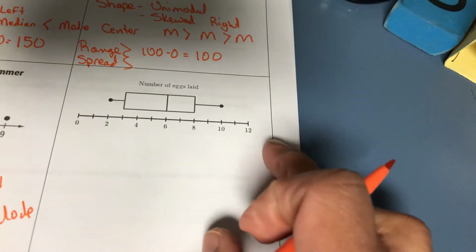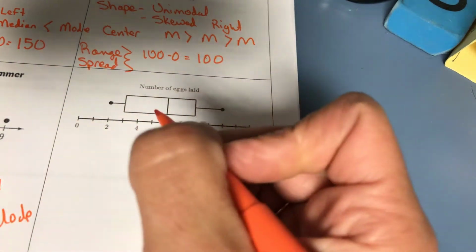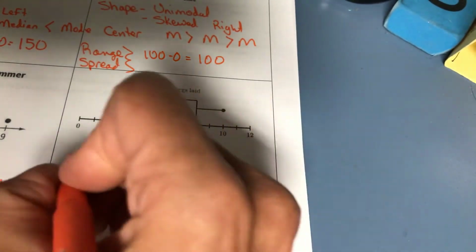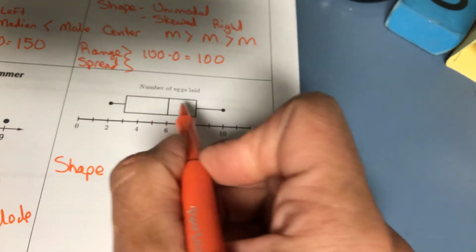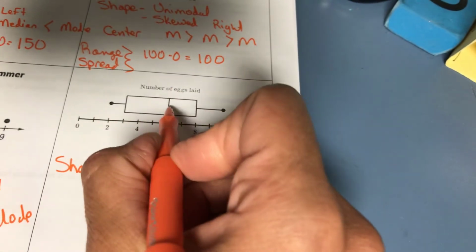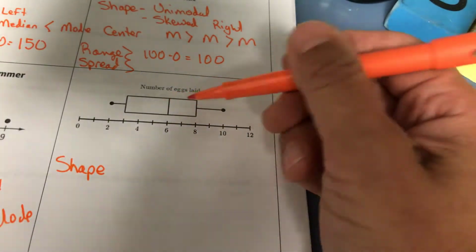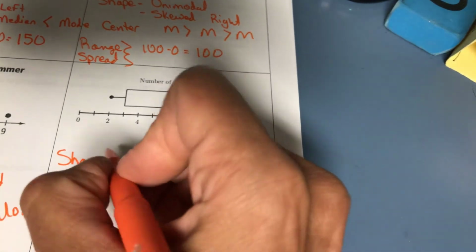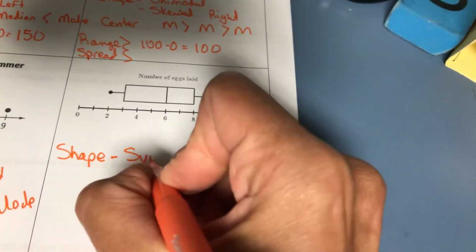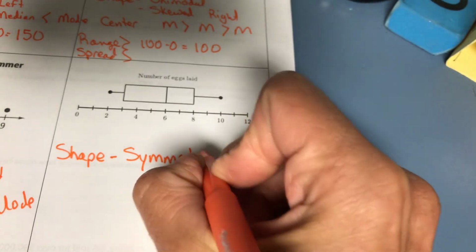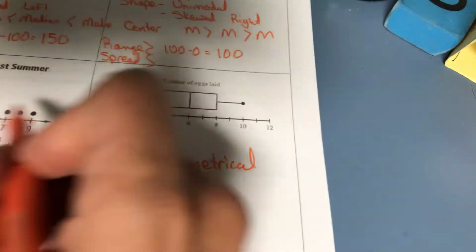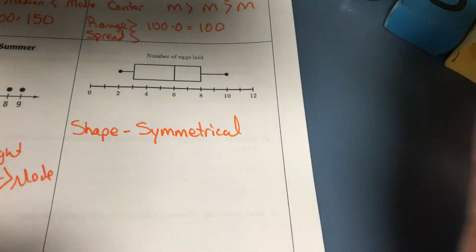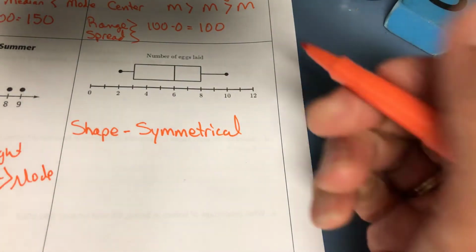And the last one, this is a box and whisker plot, number of eggs laid. As far as the shape goes, when we address the shape, we're talking from the middle, this length versus this length, which really aren't too far off. So I'm going to say that this is closer to being symmetrical than it is to being skewed left or skewed right. Since I can't see the actual data points like I could on the others, I will not be able to tell you if it's unimodal, bimodal, or no mode. We don't have enough data for that.